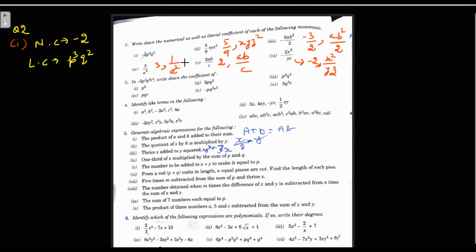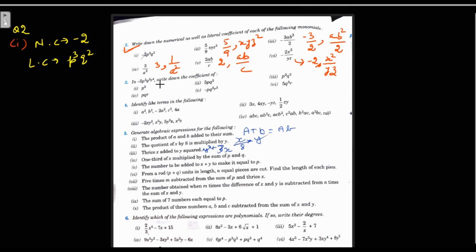So this was our question number 2. Now we will move on to question number 3. In minus 5p square q square q cube r raised to power 4, we have to write down the coefficient of these from this expression.